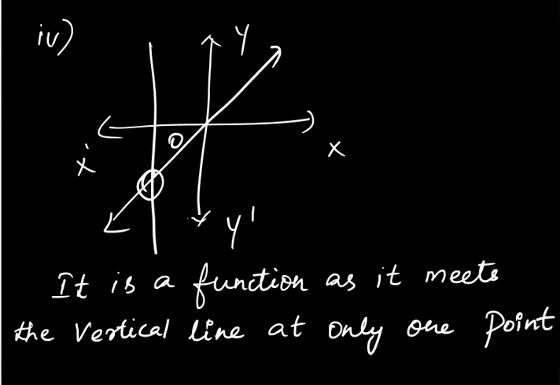So to check whether a graph is a function or not, just draw a vertical line. If it meets exactly at one point, then the given graph is a function. If it meets the vertical line at more than one point, then the graph is not a function.